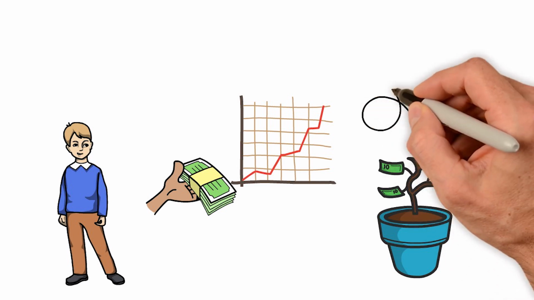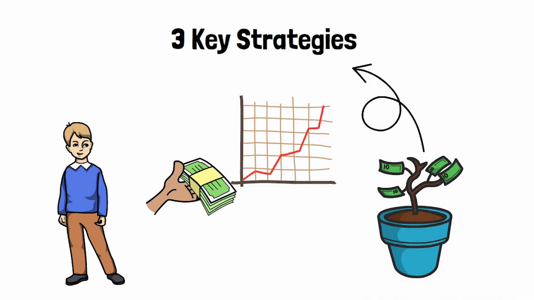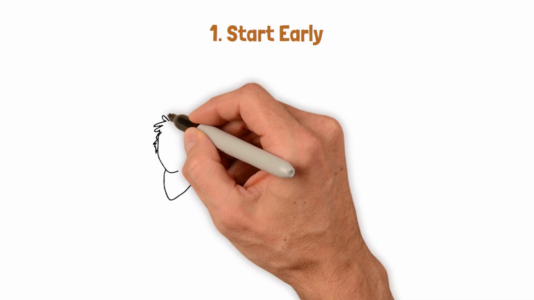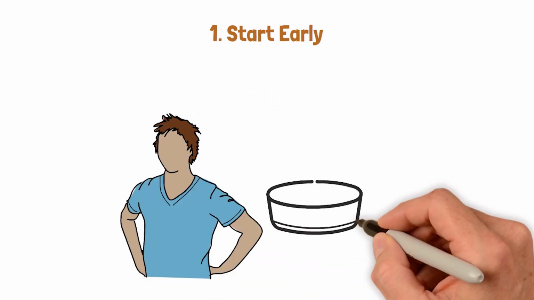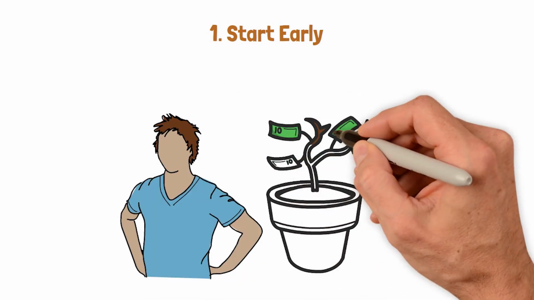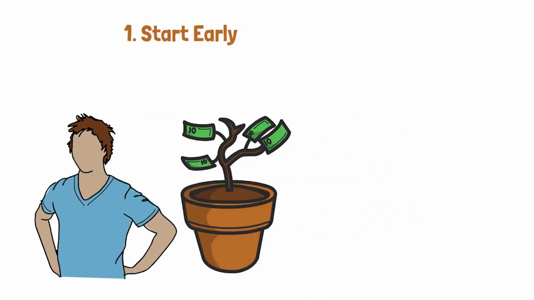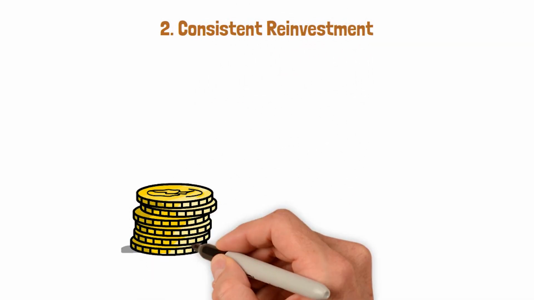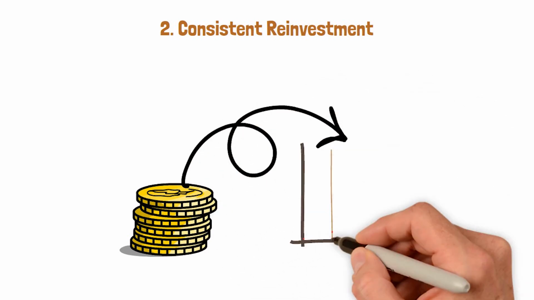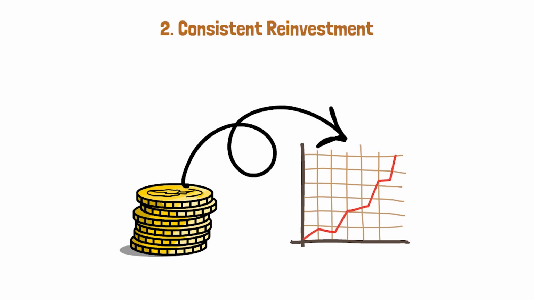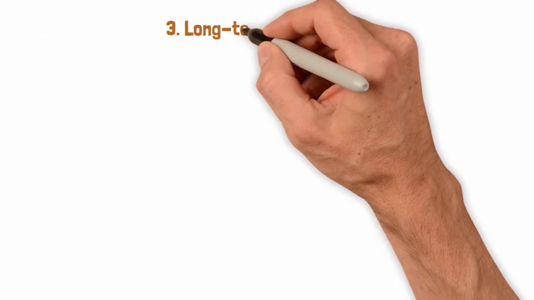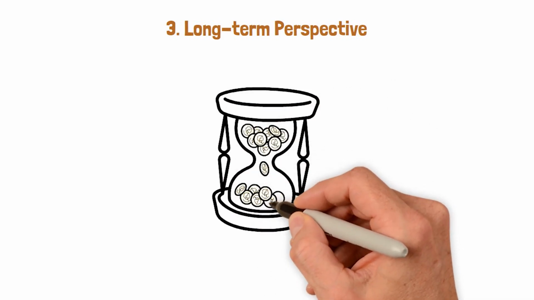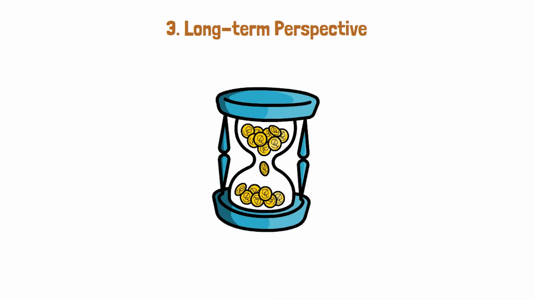Let's break down how Buffett leveraged compound interest with 3 key strategies. 1. Start early. Buffett began investing at a very young age. The earlier you start, the more time your investments have to grow exponentially. Even small amounts can grow significantly given enough time. 2. Consistent reinvestment. Rather than spending the returns from his investments, Buffett reinvested them. This means his money was always working for him, earning more and more interest each year. 3. Long-term perspective. Buffett is known for his long-term investment strategy. He doesn't look for quick gains, but focuses on the sustained growth of his investments over decades.